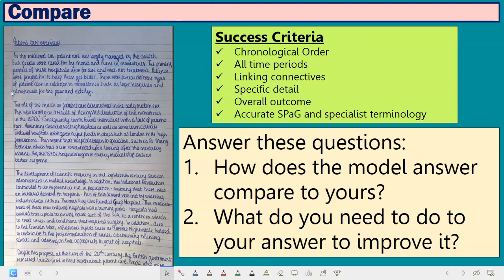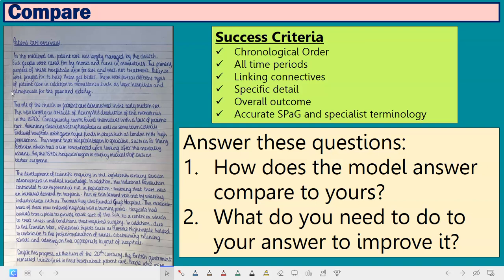Okay, so now what I want you to do, that you have compared those two answers, is you're going to answer these questions. The first question I want you to answer is, how does the model answer compare to yours? So where are there similarities between the model answer and your answer? Is there an equal level of linking connectives? Does your answer have the same depth of specific detail? Does your answer come to an overall outcome like this one does? What about the specialist terminology?